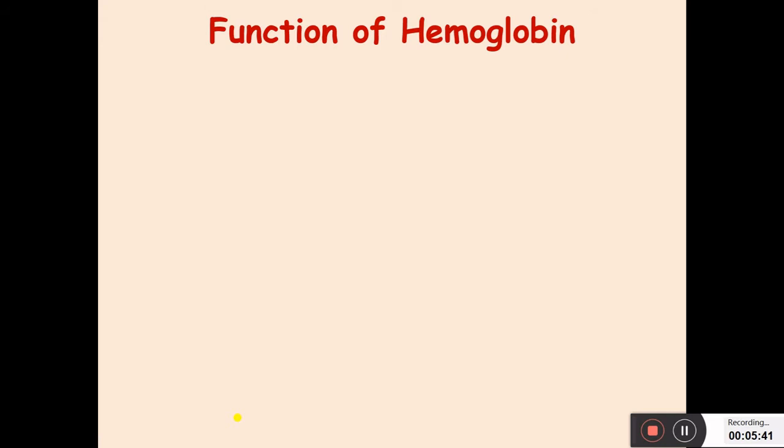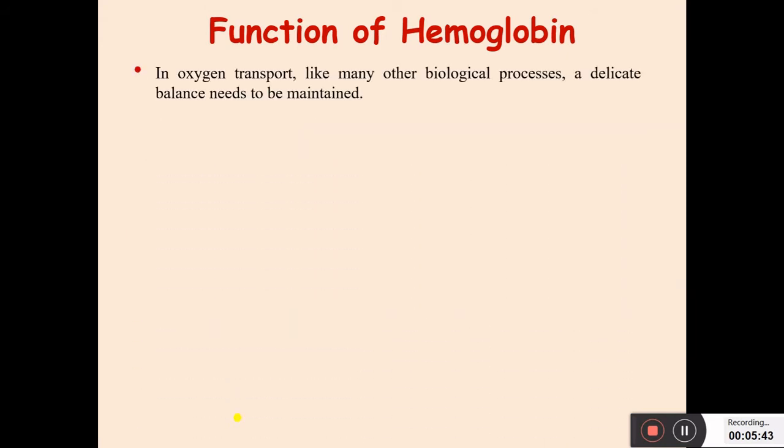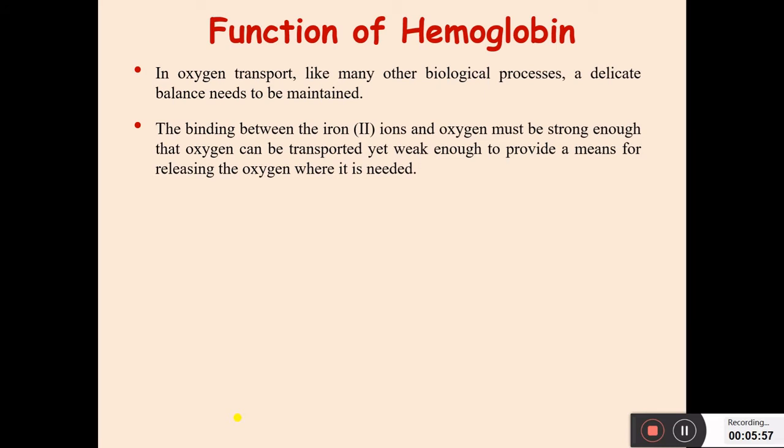Now let us see what are the functions of hemoglobin. See, biological processes are complex and you need to have a very delicate balance, and so is the case with oxygen transport. So, why hemoglobin was required and what kind of binding was needed? We needed binding between iron ions and oxygen that must be strong enough that oxygen can be transported, yet it should be weak enough to provide a means for releasing of oxygen where it is needed.